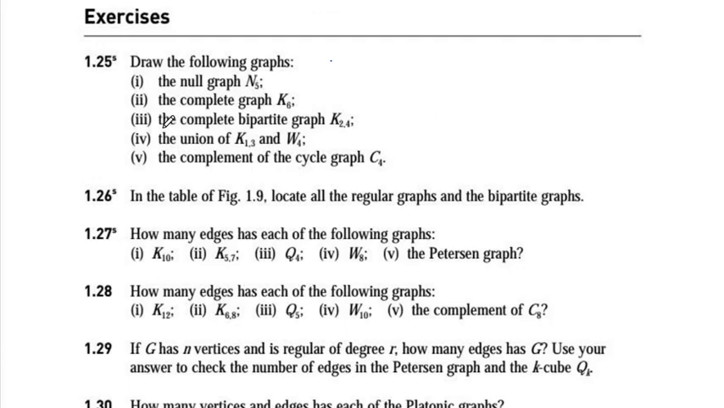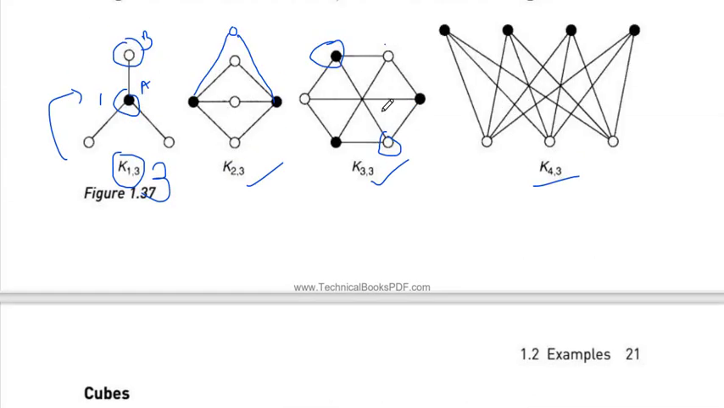Then the union of K_1,3 and W4. First of all you have to draw K_1,3 and then W4, and then make the union. We have discussed this in the third or fourth lecture. Union means you have to add the two graphs. So first of all, what is K_1,3? You can draw it like this.